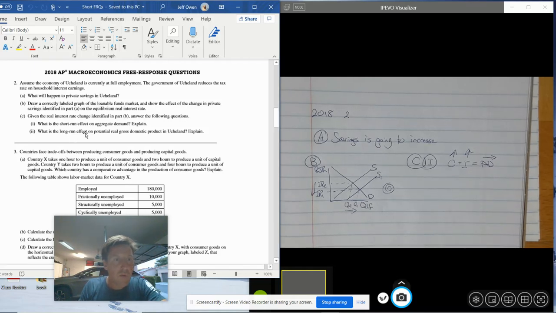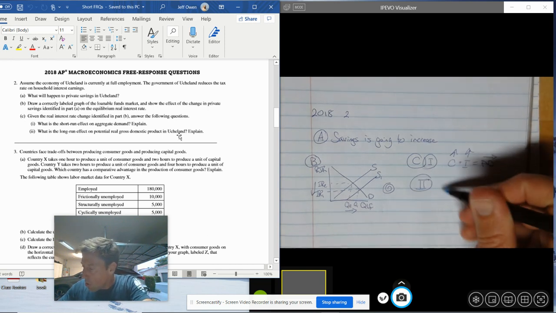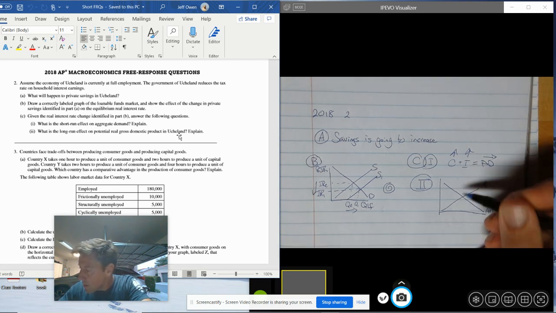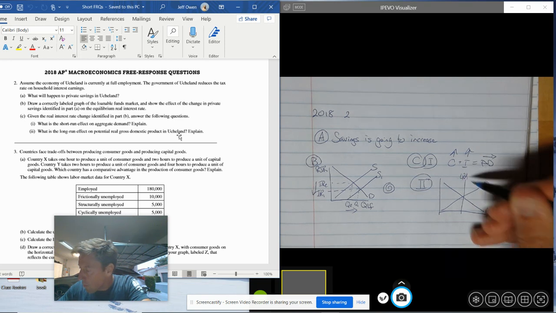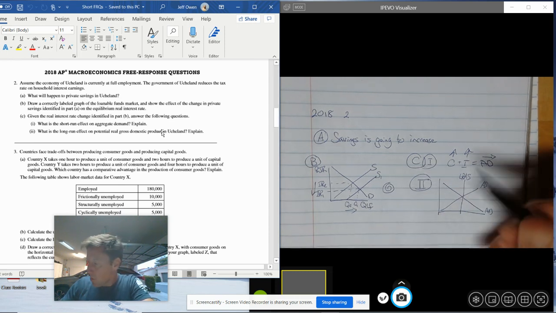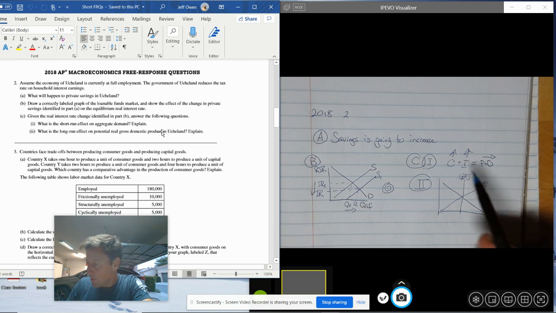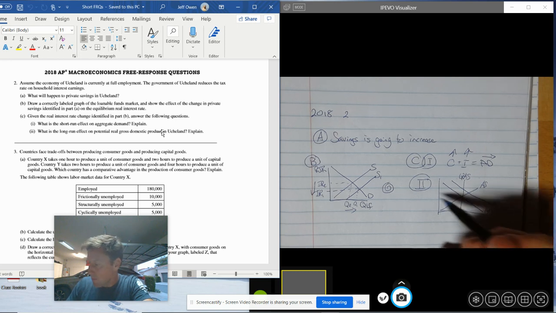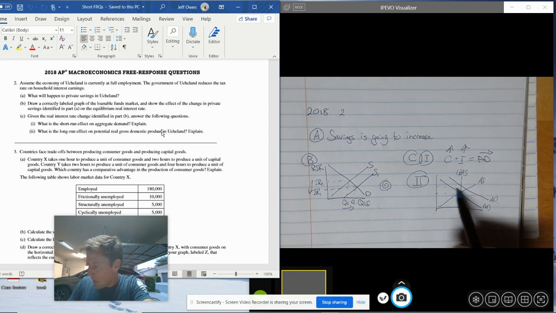What is the long run effect on potential GDP and the GDP in Eucland? Explain. What's the long run effect? Well, we know what the long run effect is, no problem. So in the short run, let's draw this bad boy out, AS, AD. Let's say we were in our long run equilibrium to start with. Well, the interest rates went down, so this happened, right? Consumers increased their spending, business increased their spending because they took out loans. Aggregate demand in the short run went to the right. When aggregate demand went to the right, that drew up the price level.